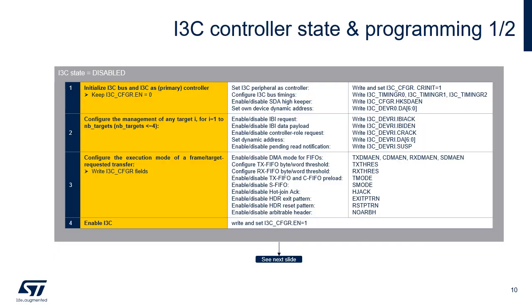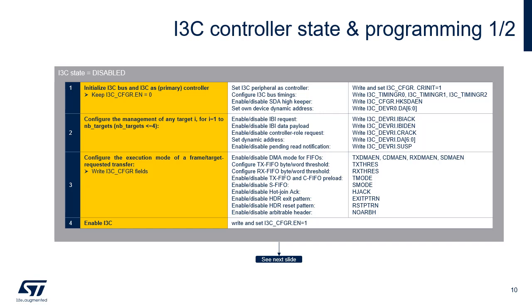This slide and the next one illustrate the overall programming sequence of the I3C peripheral when acting as primary controller. After reset, the I3C peripheral is in the default disabled state. In this state, the software has to execute the sequence described in this figure prior to enabling the I3C peripheral. The 3 initialization steps are detailed: initialize the I3C bus and select controller operation, configure the management of all targets, and configure the execution mode of a frame and target requested transfer.